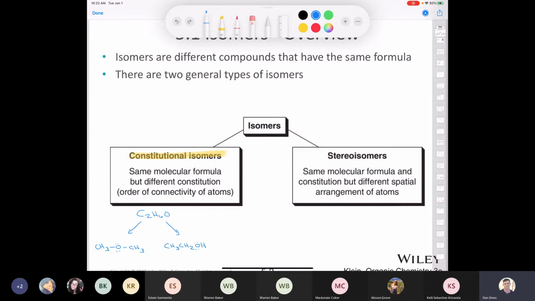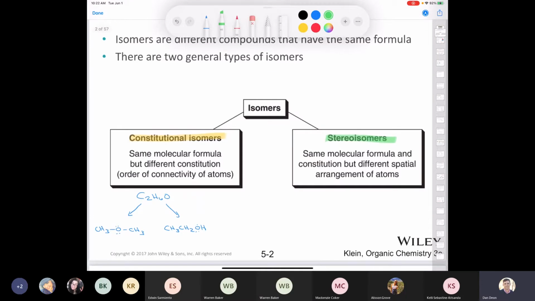Now, stereoisomers, which you can guess is going to be largely the focus of this chapter, are compounds that have the same molecular formula and the same constitution, which means they're connected in the same way, but have a different spatial arrangement of atoms. Let me give you an example before we move on and get into the real nitty gritty here. What if I had a cyclohexane molecule, and if I had 2 methyl groups on it?